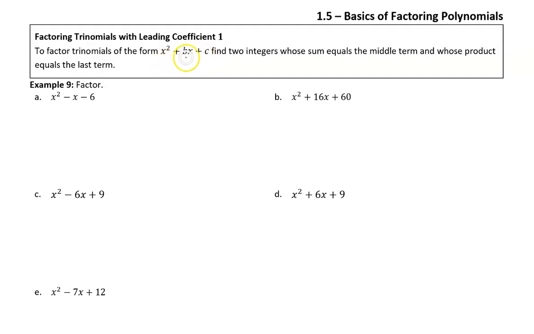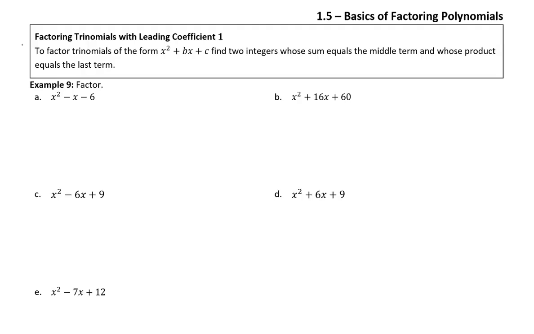So notice I have 1, 2, 3 terms. My leading coefficient, the number in front of the x squared, is a 1. Right? It's an understood 1 in here. When we have this, we want to find 2 integers. And by integers, we mean whole numbers that are either positive or negative, no fractions, no decimals, whose sum, when I add them up, equals the middle term, and whose product equals the last term.